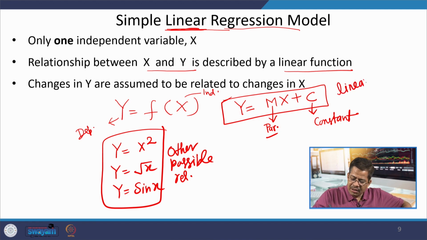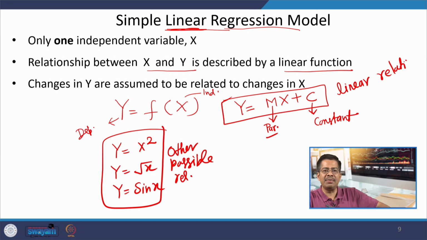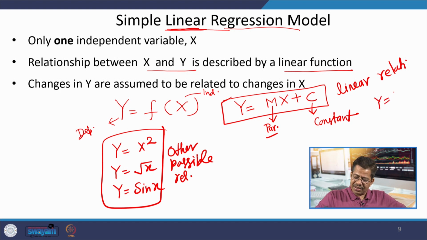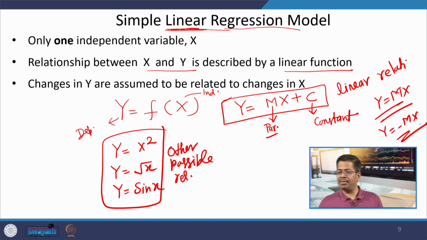in this linear relation. However, it is quite possible that the value of this constant c may be 0 in some case, and if it is 0, then it may be simply y equals mx. So, it is also a linear relation. So, a linear relation may also take some forms. It may be y equals minus mx, it is also acceptable, but there cannot be a power to the x variable. That is the meaning of linearity.